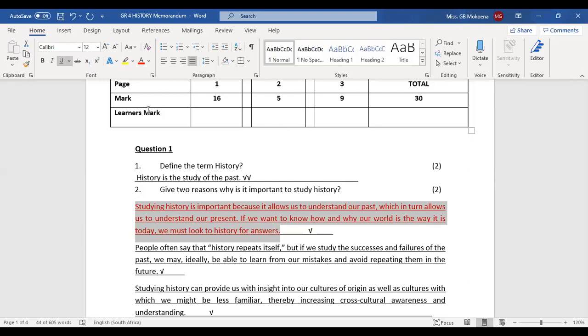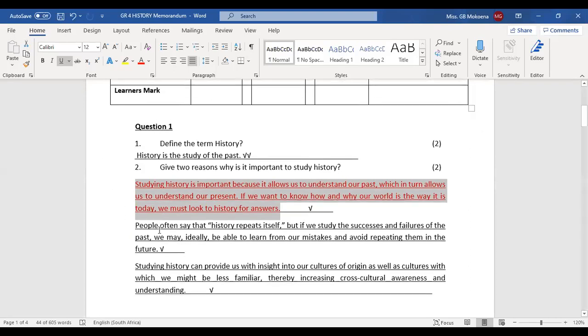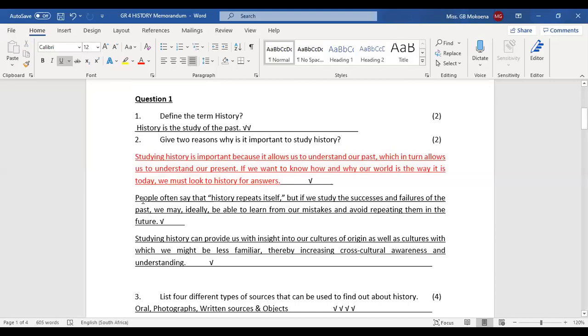If we want to know how and why our world is the way it is today, we must look to history for answers. If we want to know why today we are living like this, we must look to history for answers. So in order to know about our present, we need to know about our past, where we are coming from and where we are going. In that way we are going to know that. And then number two.